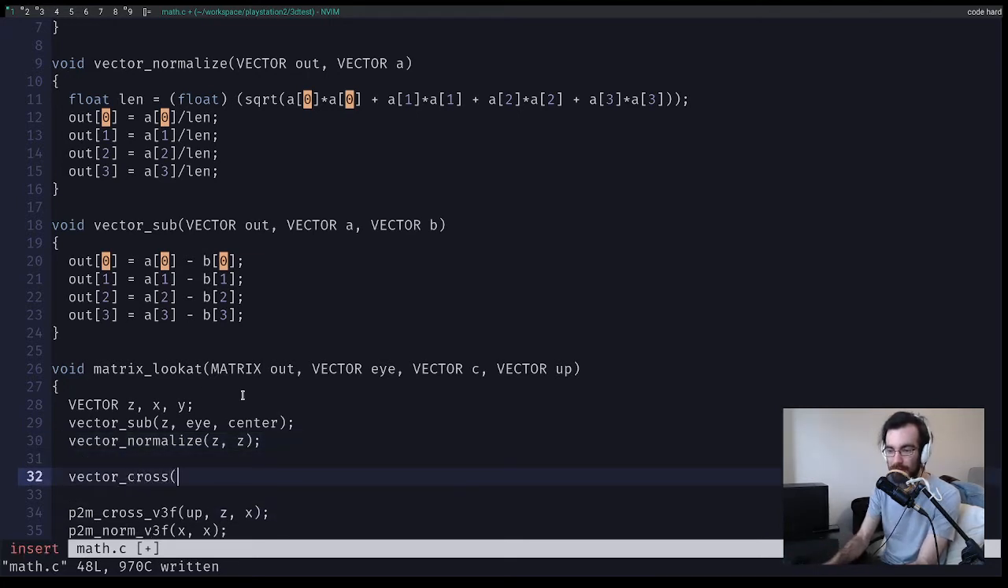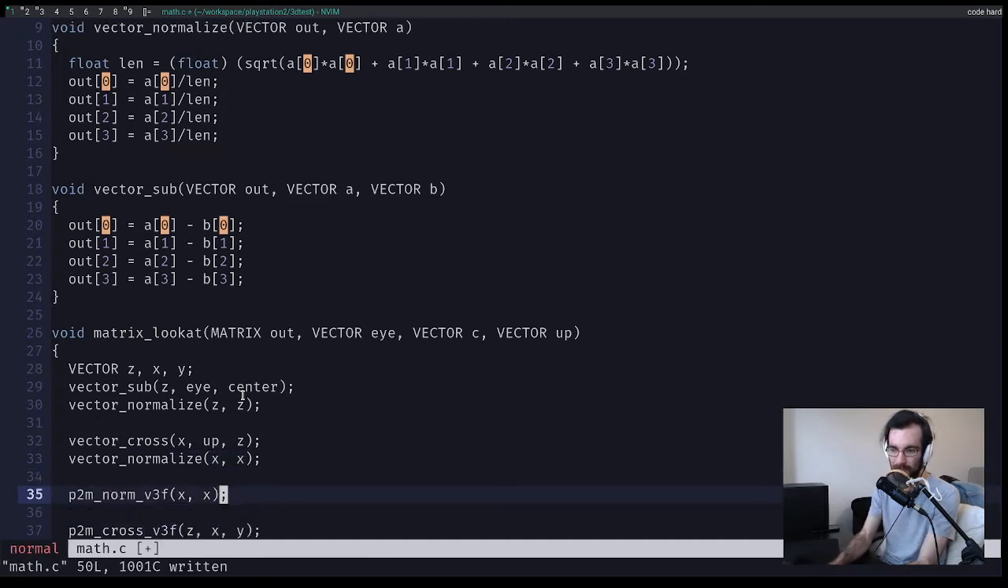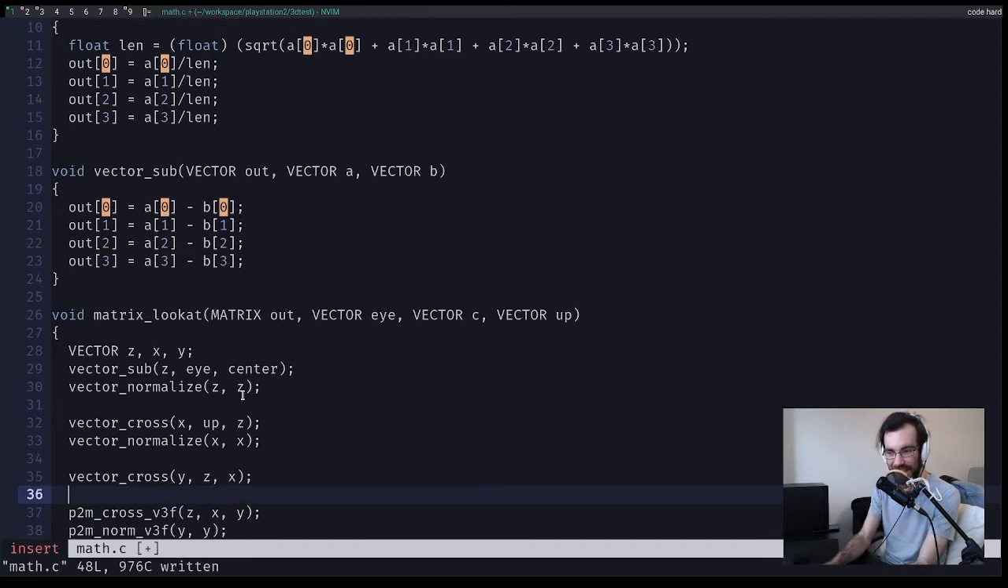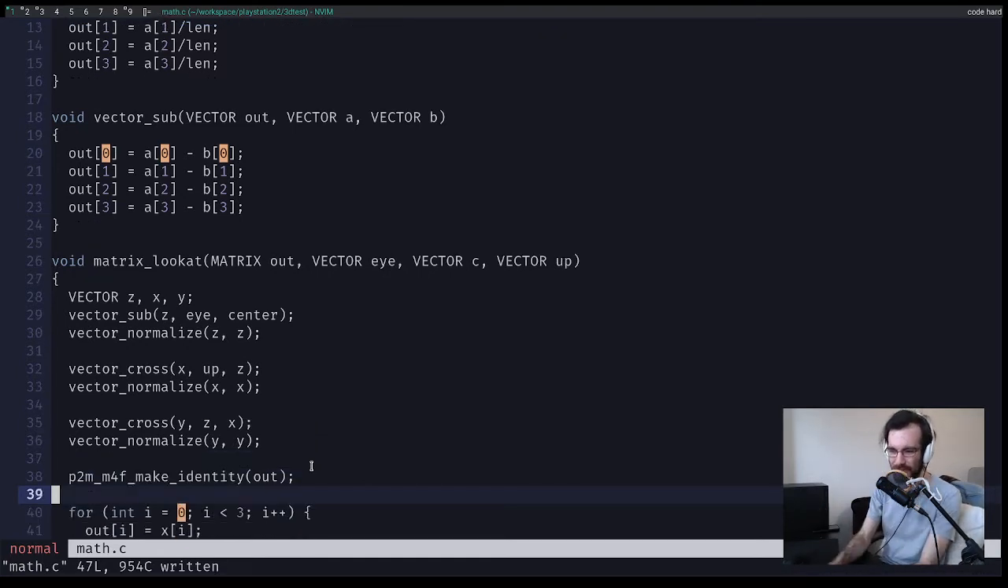Vector cross. We're saving this in x, we're crossing up with z, and then we are normalizing x. We're writing to y, z crossed with x, and then we're normalizing y. Again, I guess you only do this once per frame for your camera, so it doesn't have to be super efficient.